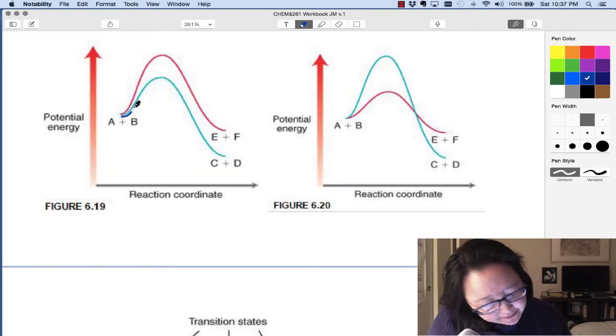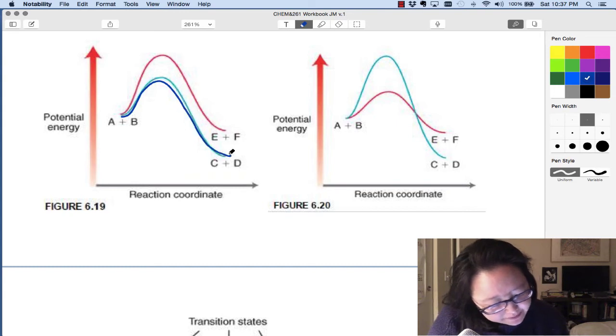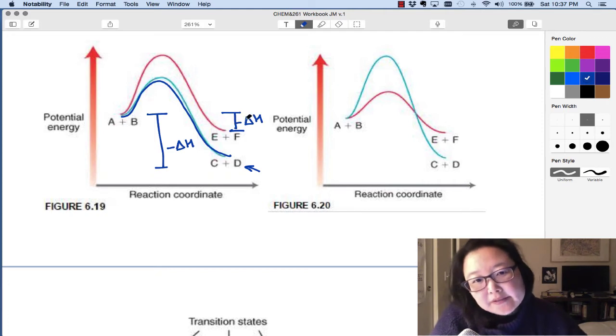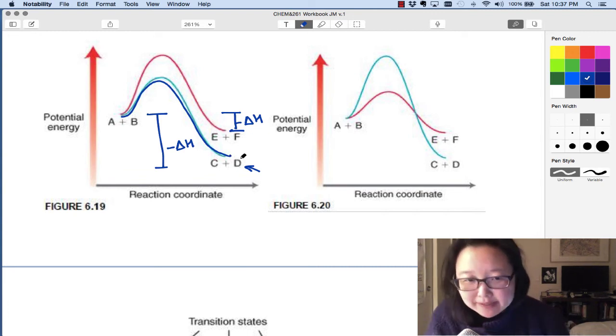Okay guys, so we see on the left that this pathway produces a more stable product. So we're going to have a greater negative delta H than for making E and F. So this is also an exothermic, or let's say exergonic if delta H is approximately the same as delta G. And so they're both exothermic, but this one's more exothermic. So we would say making C plus D is going to be thermodynamically driven.